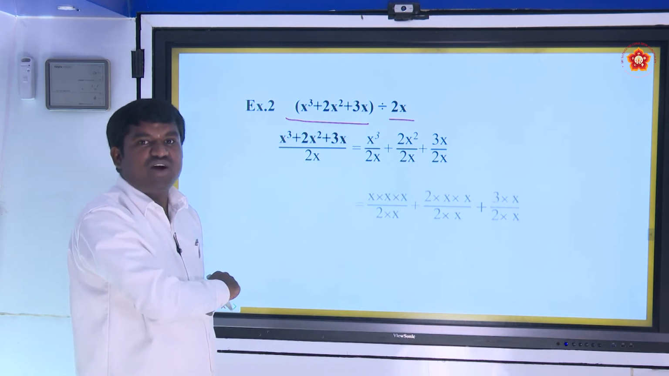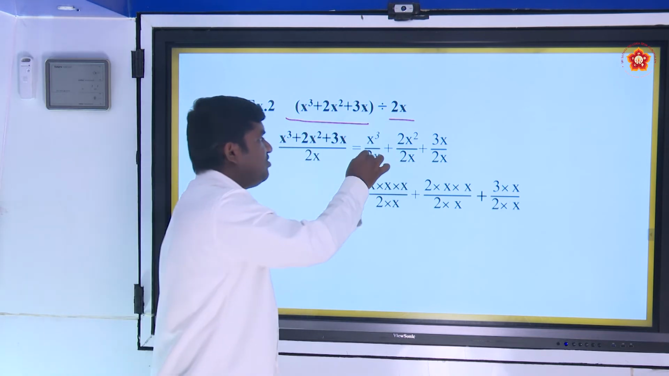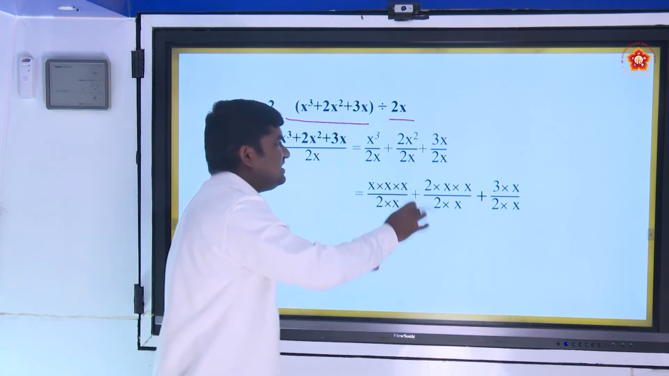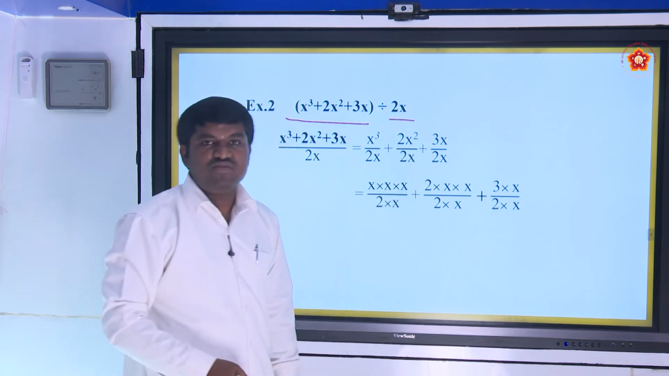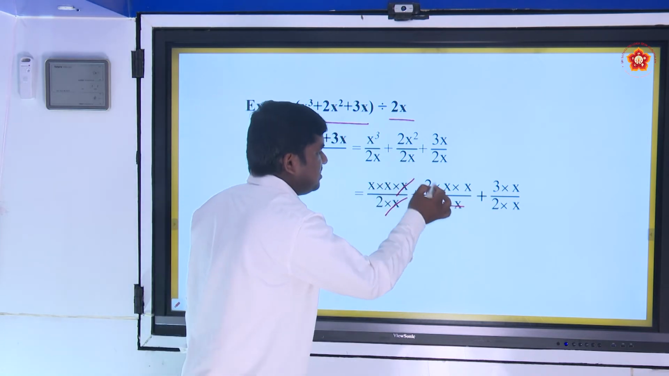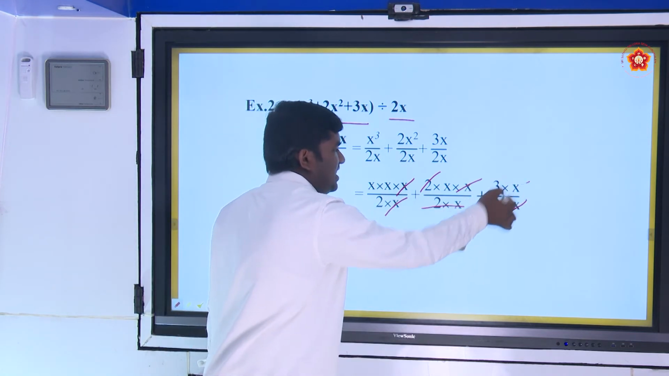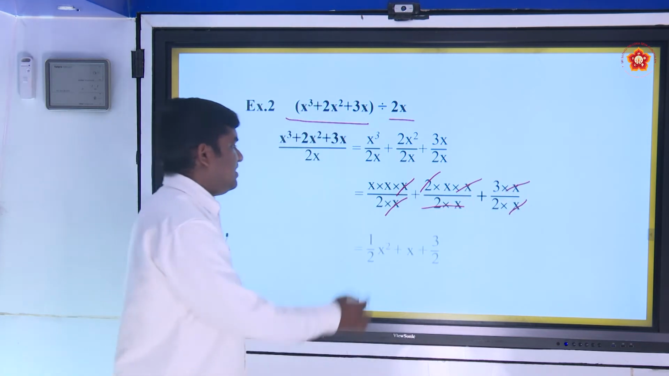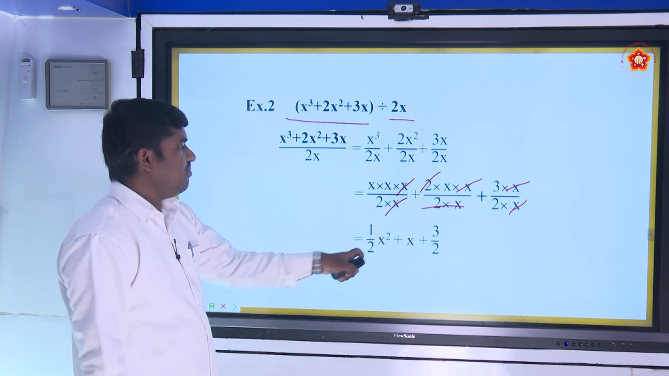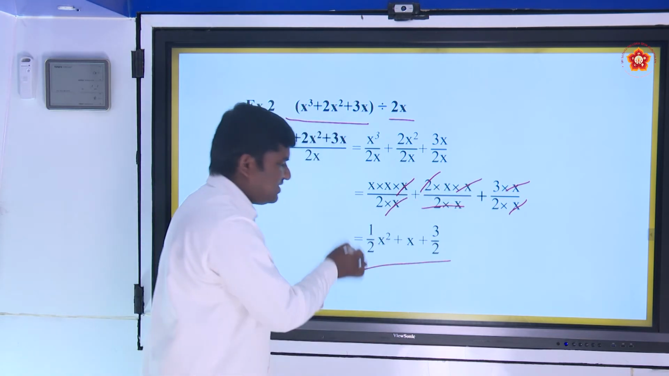Write the irreducible form. x cube can be written as x into x into x divided by 2x, 2x square as 2 into x into x divided by 2x, plus 3 into x divided by 2 into x. Observe here, 2 into x and x cancel. The remaining thing is x square by 2, that is 1 by 2 x square plus x plus 3 by 2. This is the answer.